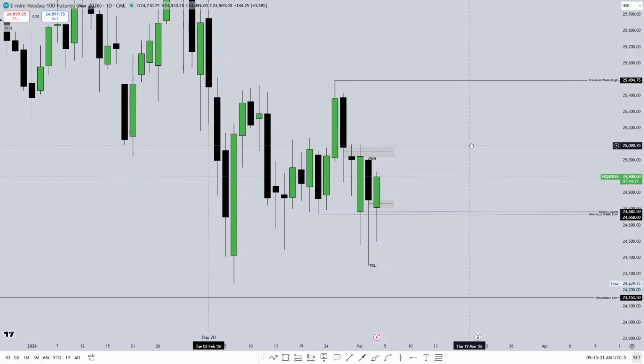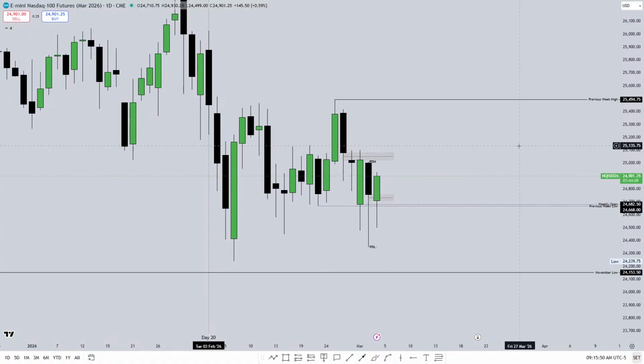So I haven't looked at the chart at all. Every night, what I do is I mark out my previous day high, my previous day low, and any salient PD arrays on the daily chart around us. I like this daily volume imbalance right here, and then we have this one right here.